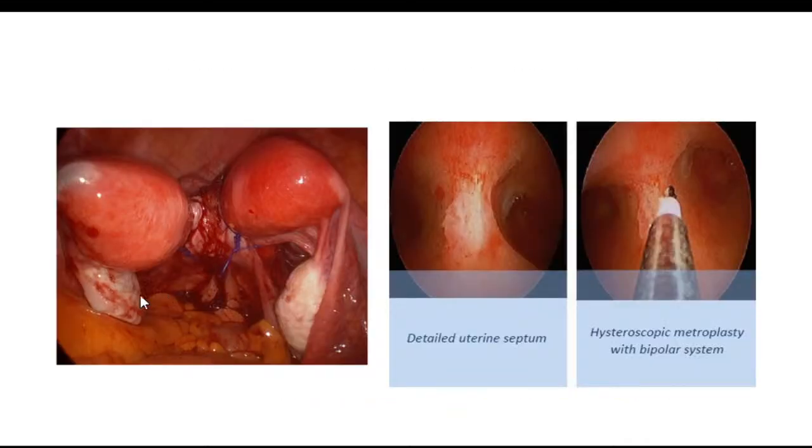In another picture you see here a bicornuate uterus, and this is the hysteroscopic view of the uterine septum, and an attempt to destroy this septum with the laser or a bipolar or monopolar electrode.